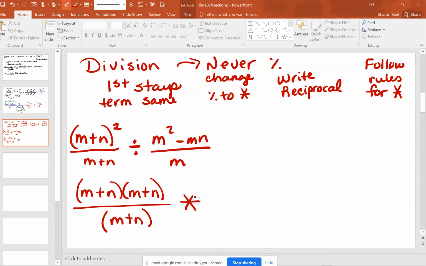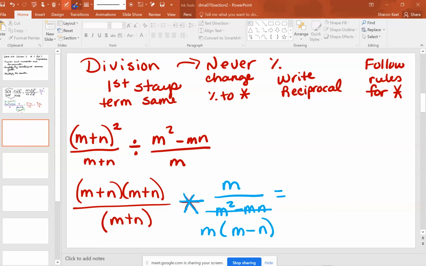I'm going to change my sign to multiplication. Now this one I'm going to flip. The m alone comes on top, and the m squared minus mn is on the bottom. Now in the bottom here, I can still factor out an m, and that leaves me with m minus n.